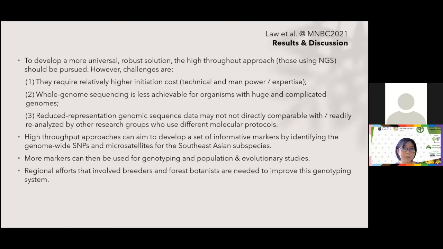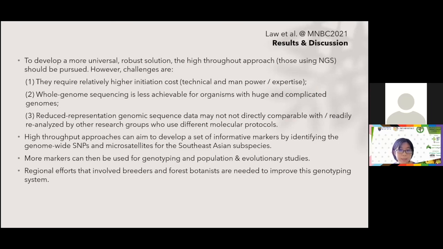Now for population genomic studies, people like to use reduced representation genomic sequencing, but this data may not be directly comparable or readily reanalyzed by other research groups unless they use exactly the same molecular methods. So the high throughput approaches can aim to develop a set of informative markers by identifying genome-wide SNPs or point mutations and microsatellites or other repeats for the Southeast Asian subspecies.